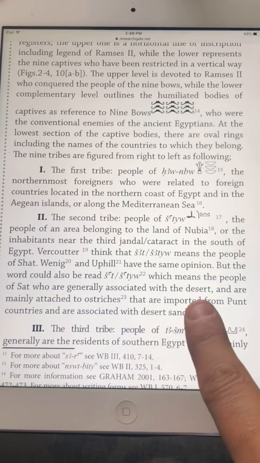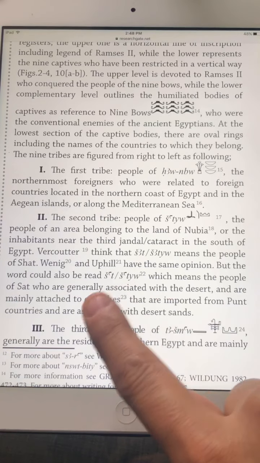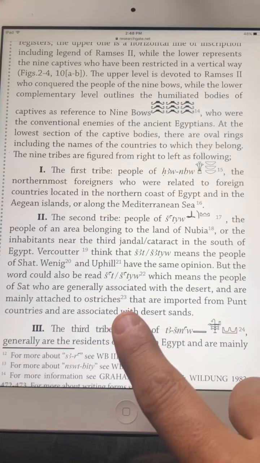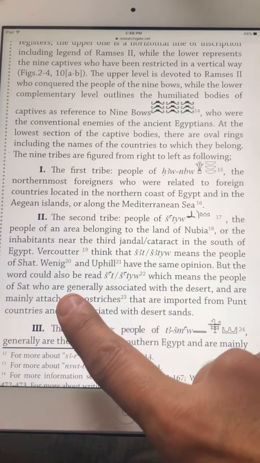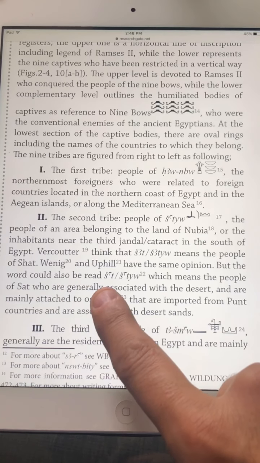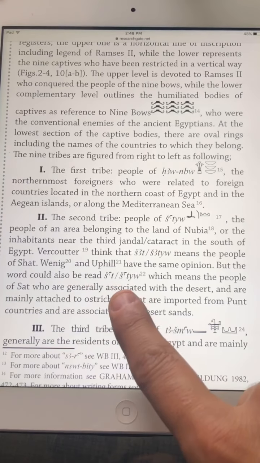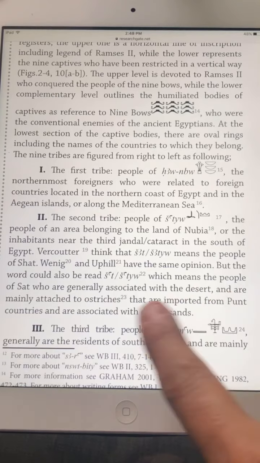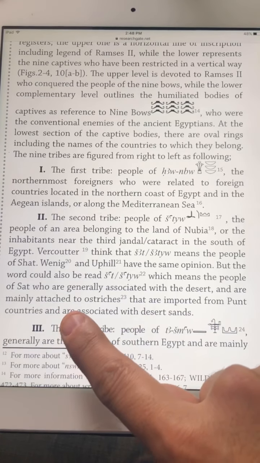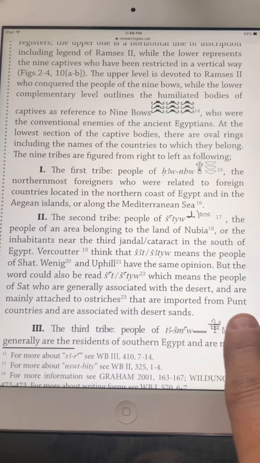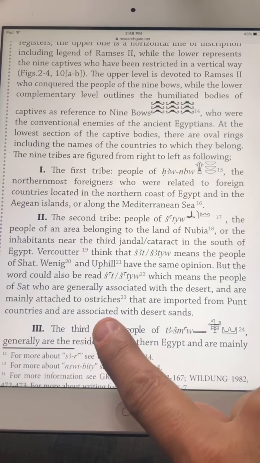Means the people of Sat. So let's just keep reading it. Okay, so Verkuter, who is basically an Egyptologist or an academic, thinks that it's Shat or Shatu, meaning the people of Shat. Wenig, another author, and Uphill, two different academics, say the same, but it could also be read as Shet or Shatiu, which means the people of Sat, who are generally associated with the desert and are mainly attached to the ostriches.